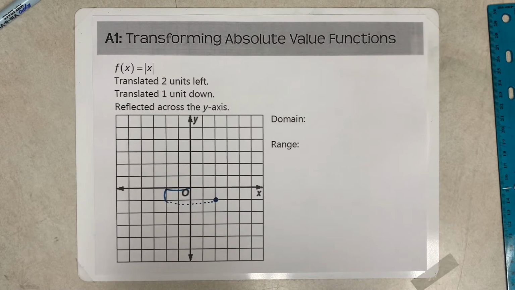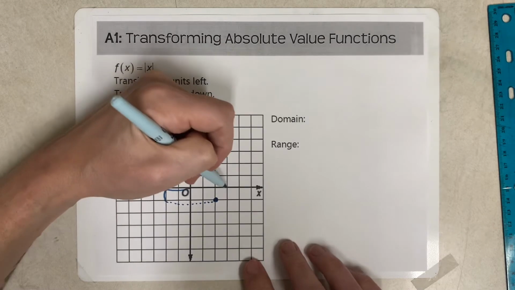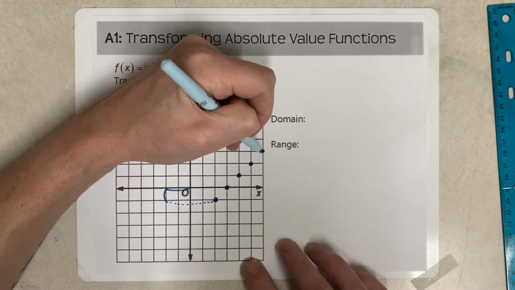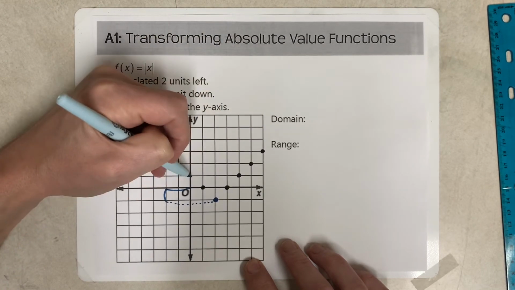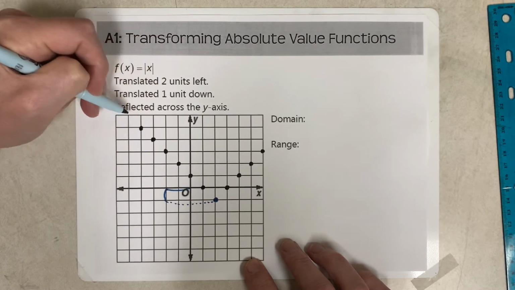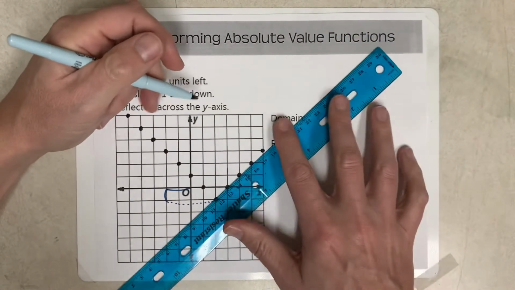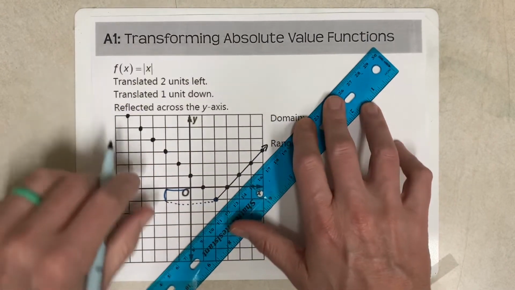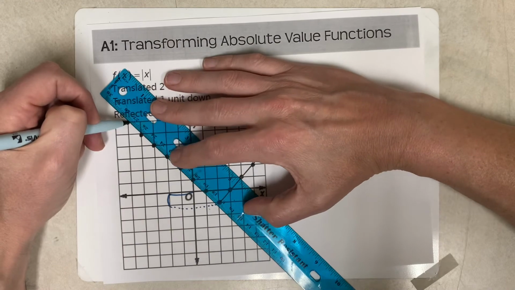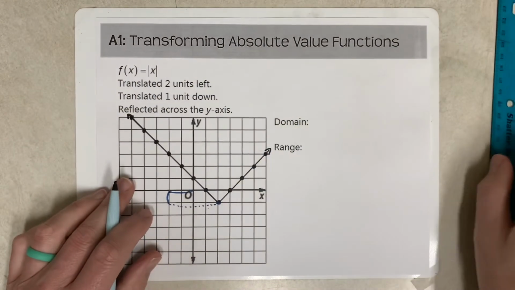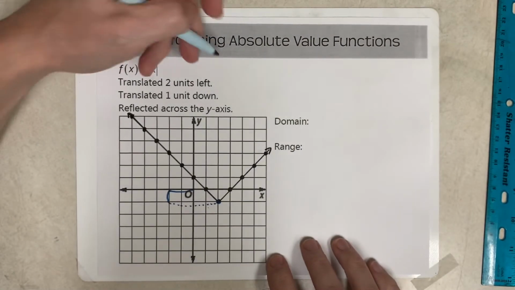Is it still going up or going down? Well, it didn't reflect across the x, so that means it's still going to be going up. And we did not have a widening or narrowing this time, so we're not going to worry about that. We're going to connect our points. That one. And that one. All right, so now let's take a look.